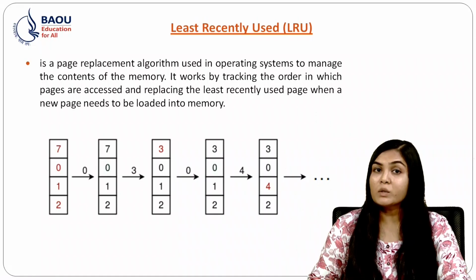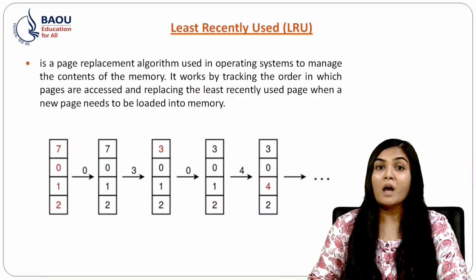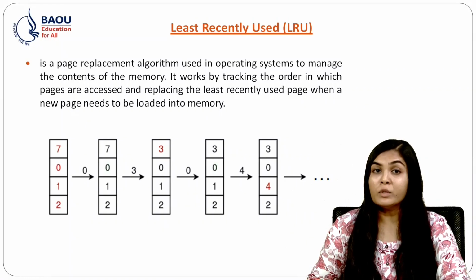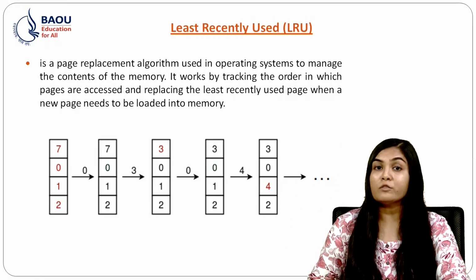The LRU algorithm involves maintaining an ordered list of pages based on their recent usage. When a page is accessed, it is moved to the front of the list, and if the memory is full and a new page needs to be loaded, the page at the end of the list, meaning the least recently used page, will be replaced.